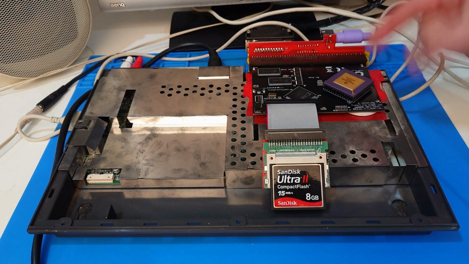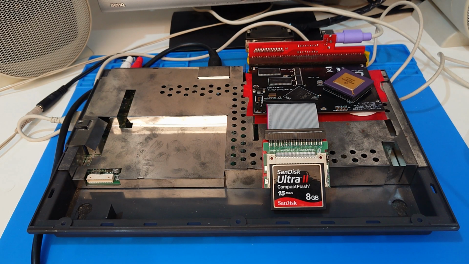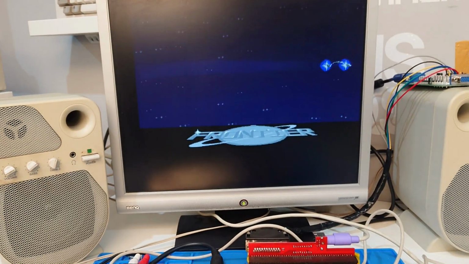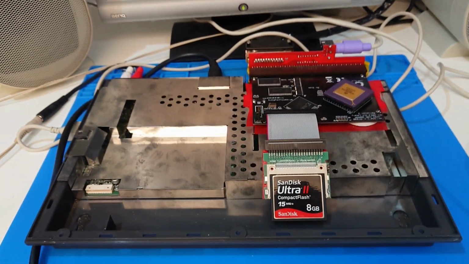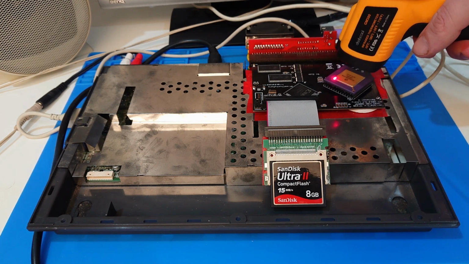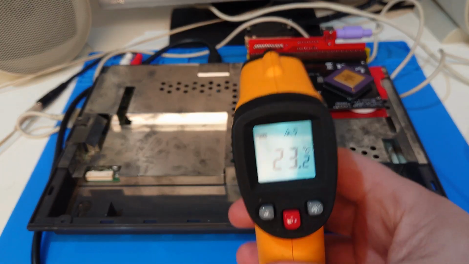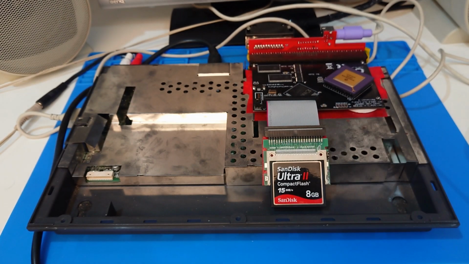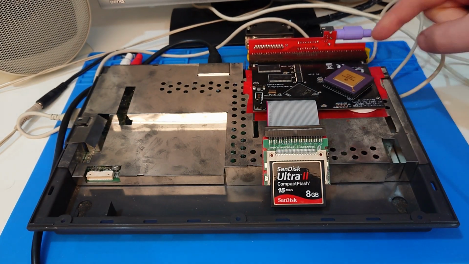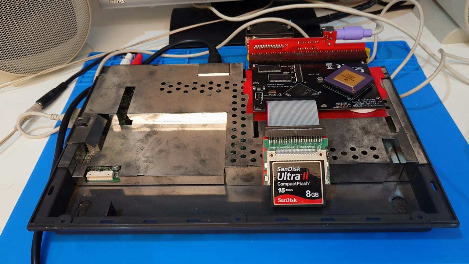Okay, so we have our gold top CPU fitted. We've been running the Frontier intro for about 20-25 minutes. Let's see what sort of temperature we're getting. Not too bad, about 23 degrees. This chip runs quite a bit cooler than the black one. Is that going to give us the headroom we need to hit that 60 MHz with the 120 MHz crystal? Well, who knows? We'll have to try it to find out.